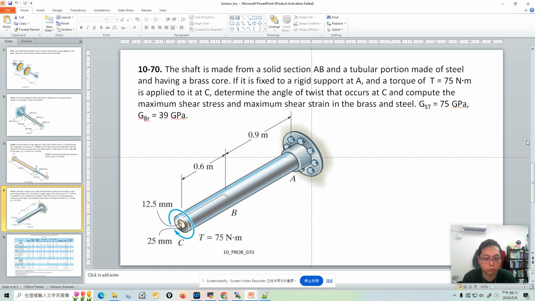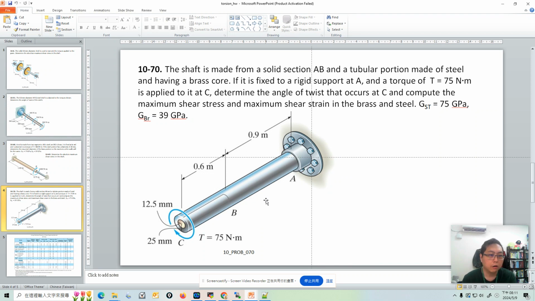A B, made of two parts. One is the AB part, the other is the BC part. The AB part is a solid, and the BC part is a coaxial part. Coaxial means there is a core shell structure. The core is made of brass, and the shell is made of steel. The AB section is a solid section, so all the material here is steel.